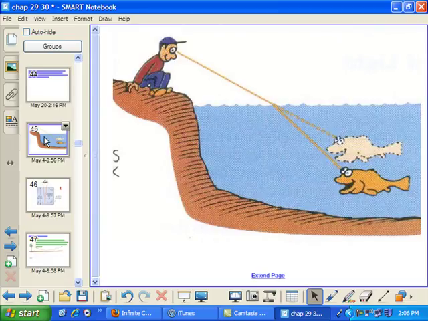Straight line. Chris, are we having a problem? No, what makes you think we're having a problem? Because you're not looking up here.